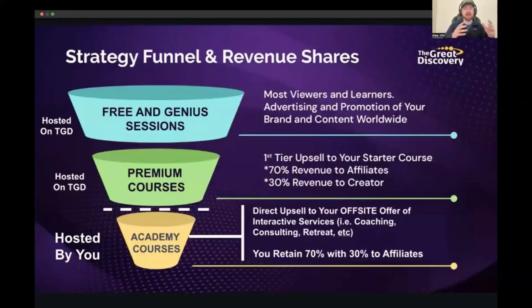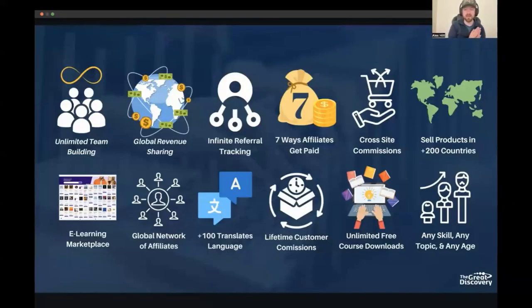And this is some of the breakdown as far as how compensation is split and how creators and affiliates are paid out. These are some of the things that we discussed today. These are some of the features of the Great Discovery. There's unlimited team building, global revenue sharing, and infinite referral tracking systems, 7 different ways that you get paid, cross-site commissions, selling in 200 countries, the e-learning marketplace, the global affiliate system, translating your material into 100 plus languages, lifetime customer commissions, unlimited free course downloads, and learning on any skill, any topic, any age, for anybody, anywhere in the world at any time. So it's an incredible platform.